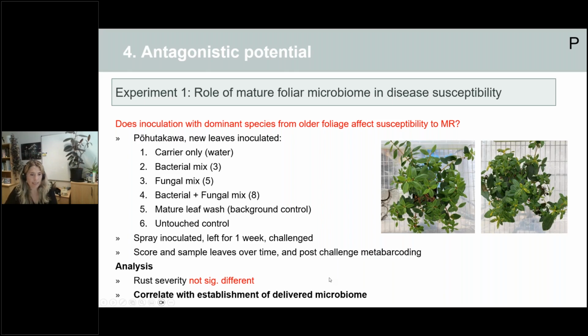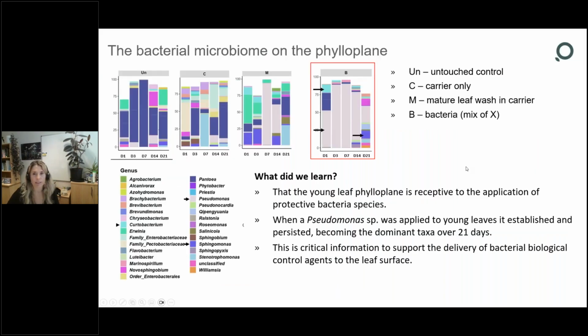We didn't get any difference in rust severity, although some plants had more or less rust than others, and it seemed to be a bit intermittent. We didn't get a massive amount of rust, so it may have been that the challenge was also not as strong as we potentially would have liked. But what we wanted to see was, using deep sequencing tools, what was actually happening on the surface of that plant. And this is what we saw, and this work was done by Justine Louis, who is a new scientist in our group.